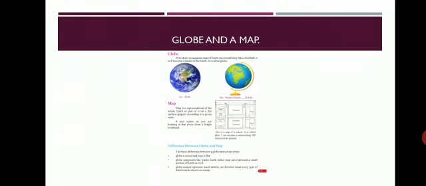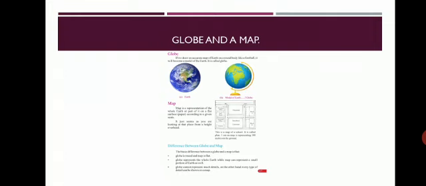Then, maps also facilitate a detailed study of the physical aspects of the earth. Now let me repeat it for you: a globe is a spherical three-dimensional representation of the earth. A map is a two-dimensional representation. This is the difference between the globe and the map.